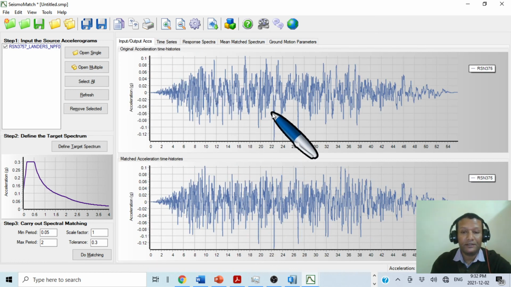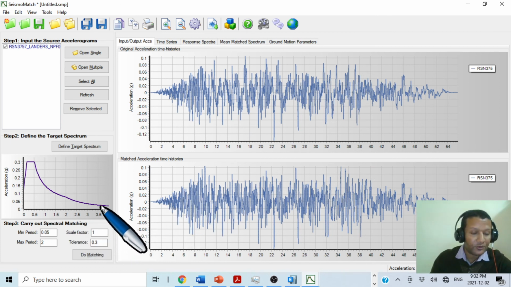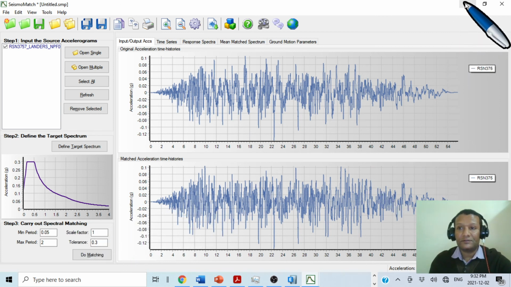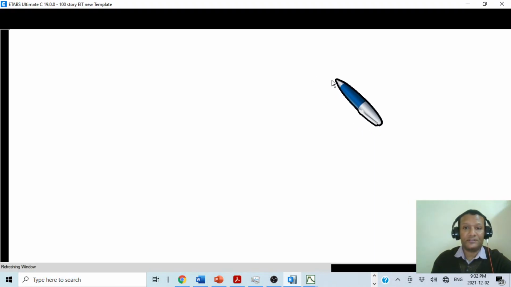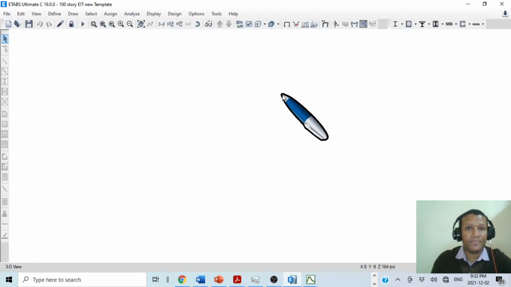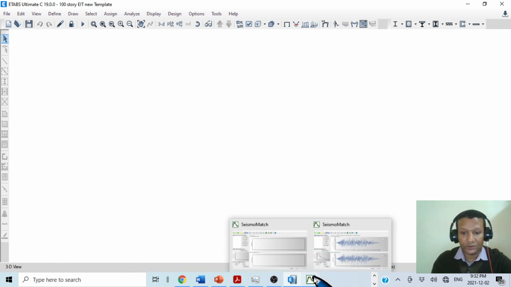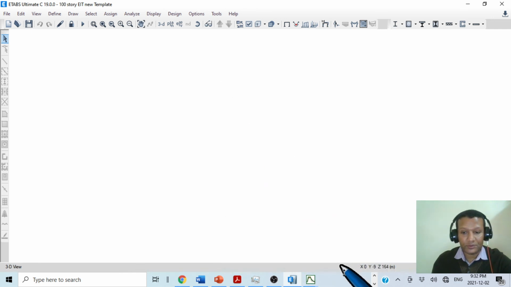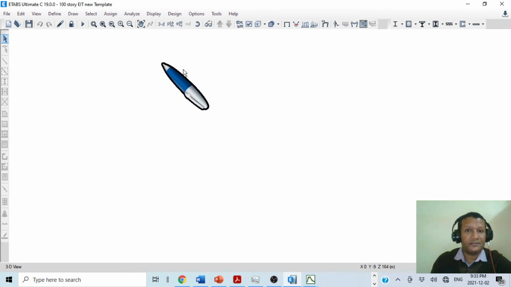We will see how we use this, because this is the student version, only until 4 seconds is allowed. But for us, the first mode is 9 seconds. So this one is only 4 seconds, it works only 4 seconds. But for us, especially for 100 stories, because 100 times 0.1, 10 seconds minimum, the fundamental period, we need that. This one, I don't know why it's not opening.